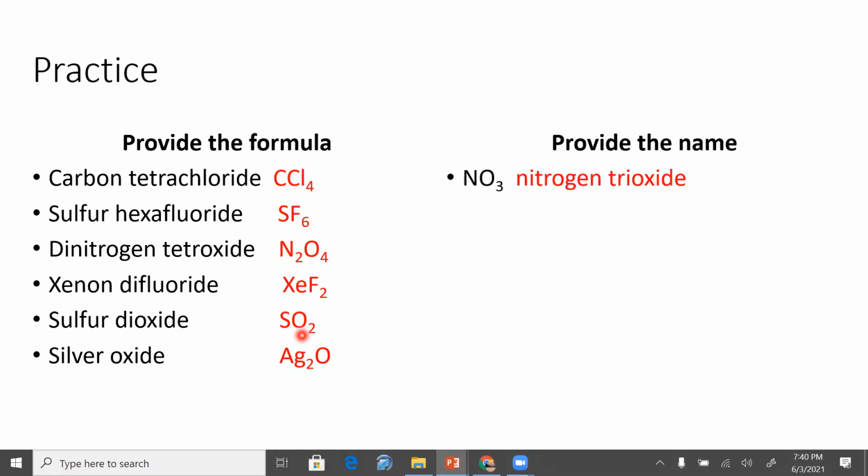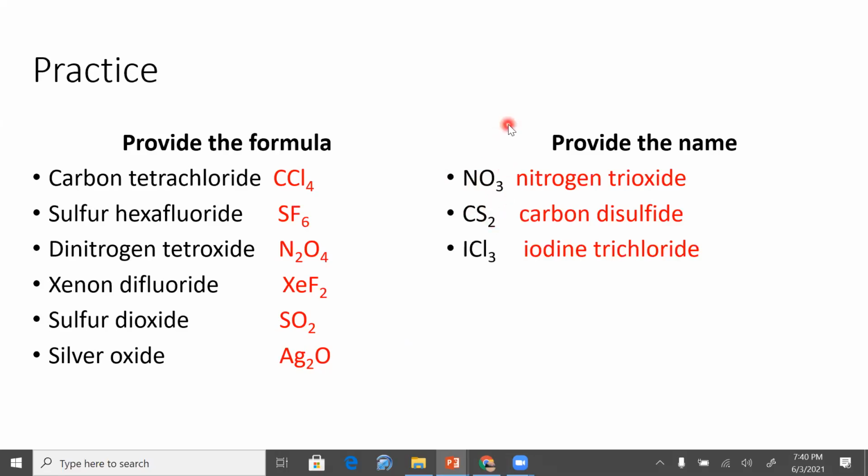All right, let's look at the second column. Nitrogen trioxide. Now, here's something. This looks a lot like a nitrate ion. The difference is this doesn't have a charge. So this is not an ion. It's got nitrogen and oxygen in it that are both nonmetals. So this is a covalent molecule, nitrogen trioxide.